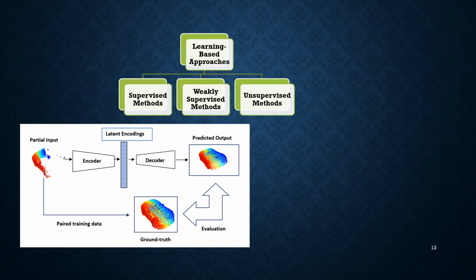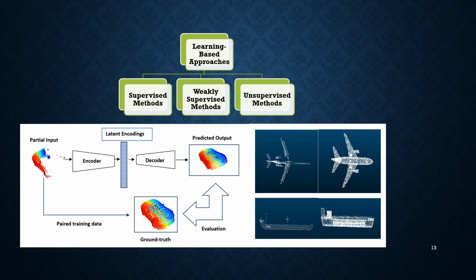Supervised methods rely on the availability of paired training data for completing tasks. Paired training data refers to a collection of partial point clouds and their corresponding complete point clouds. Weakly supervised methods use information from a small set of input-output paired data and apply it to a larger part of the data, which only consists of unpaired inputs without labels. Unsupervised methods don't require paired data, but they take a longer time to train. Papers implementing these methods are discussed in the survey paper in detail.